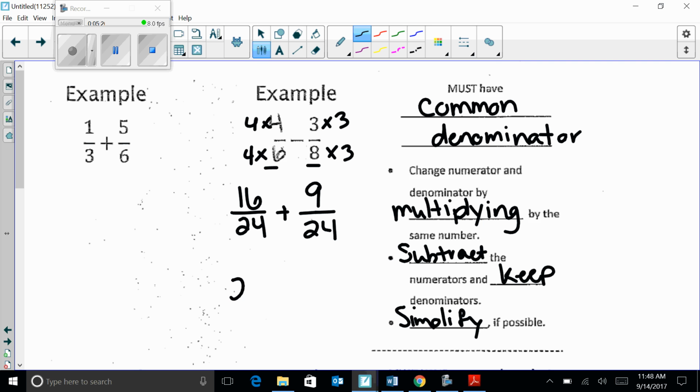So I know 24 is my denominator still. 16 plus 9, I'm sorry, that should be a subtract. Ooh, I just caught that. I'm sure some of y'all were already thinking that and wondering what I was doing. So, good catch. 16 minus 9 is going to be 7. 7 is a prime number and 7 does not go equally into 24. So your answer is 7/24.